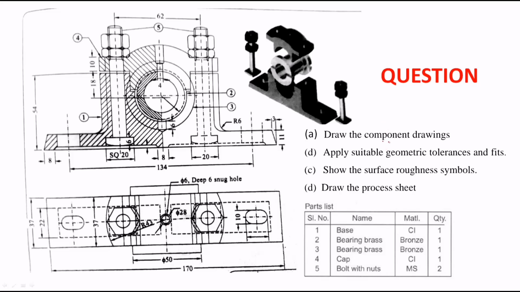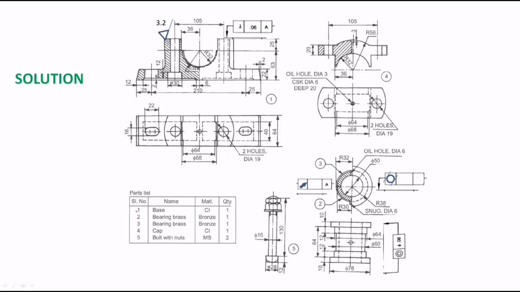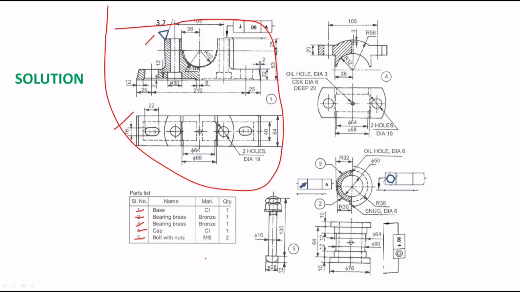We need to prepare component drawings, geometrical tolerances and fits, surface roughness symbols and the process sheet. These are the things we need to prepare after drawing the component drawings or individual parts. In the question we see 5 parts: base, bearing brasses, cap and bolts with nuts. The first part is the base, and its top view is this. This complete portion is the first part only. And the second and third are bearing brasses.